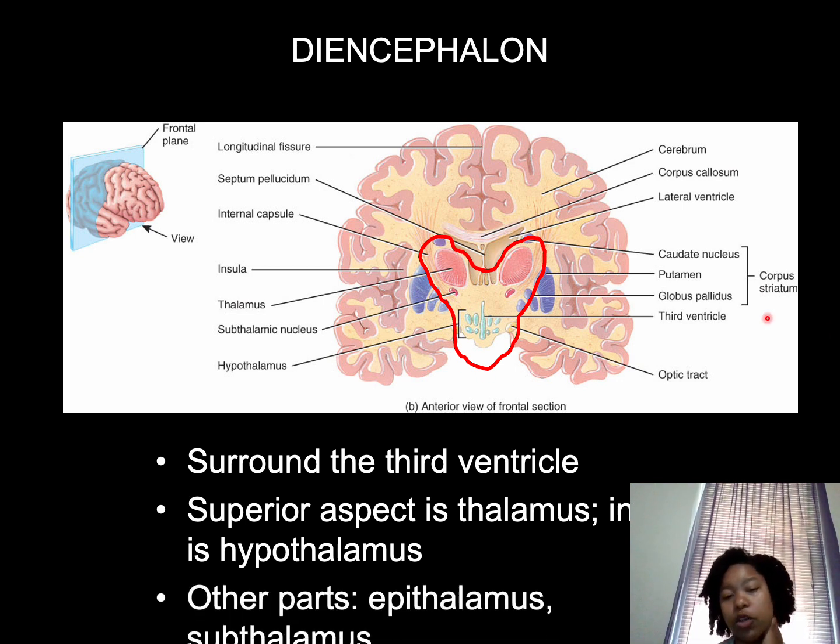Other parts that are included are the epithalamus and the subthalamus, and these are portions that are discussed, but not at particular length, just know that they're there. So there's your subthalamus, and your epithalamus is on top.